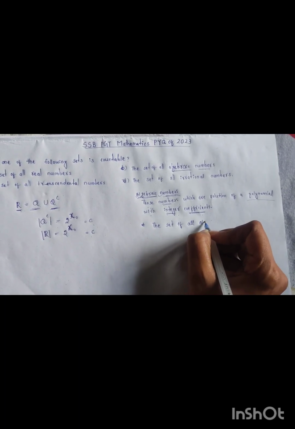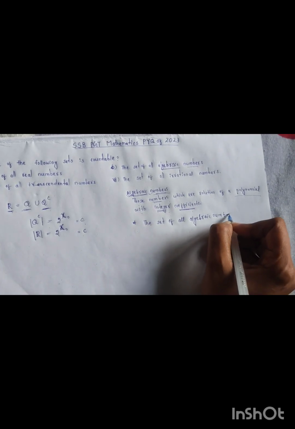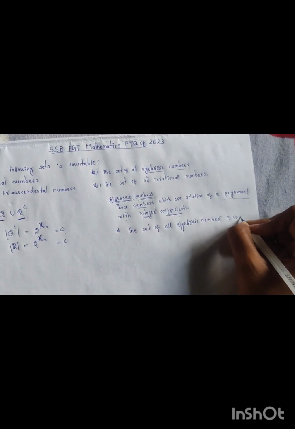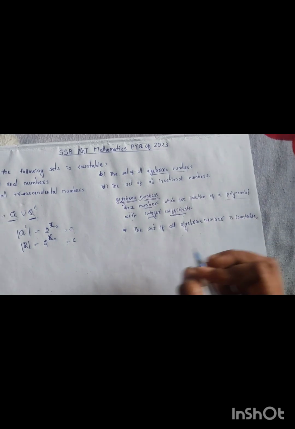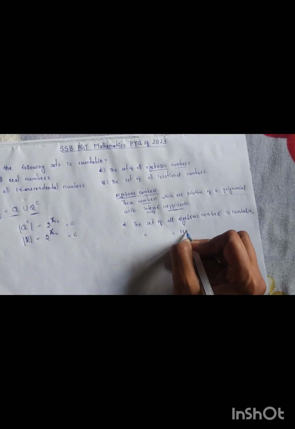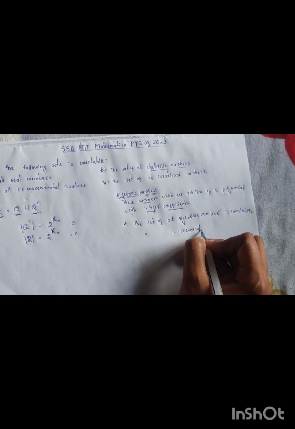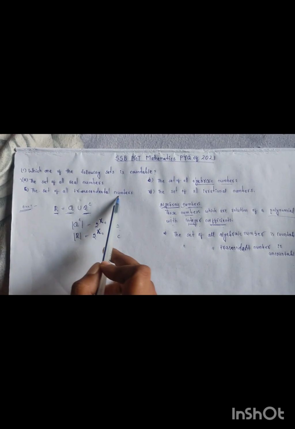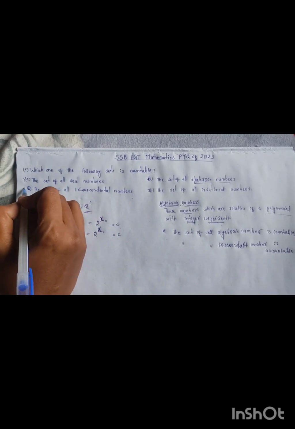Okay, and here to note that the set of all algebraic numbers is a countable set, and the set of all transcendental numbers is an uncountable set. Understood? So here, the set of all transcendental numbers is uncountable, so this is not countable, and this is the correct option, the set of all algebraic numbers.